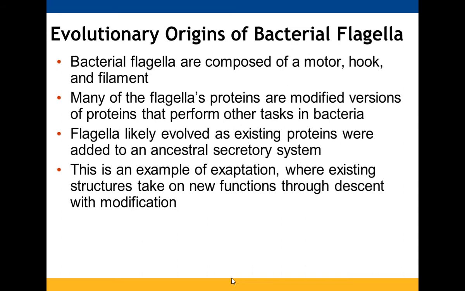And so the proteins that are used in the bacterial flagella also do other things in the bacteria. So this is most likely a trait that has evolved as the bacteria were wanting to be able to do other things. So it says this is an example of exaptation, or structures that are present take on new functions. So if this was used initially as a way to remove things from the prokaryotic cells, it was able to adapt and take on an additional function that the prokaryotic cells needed.